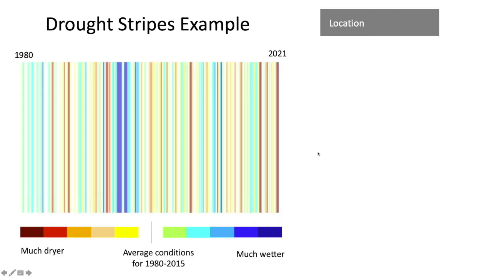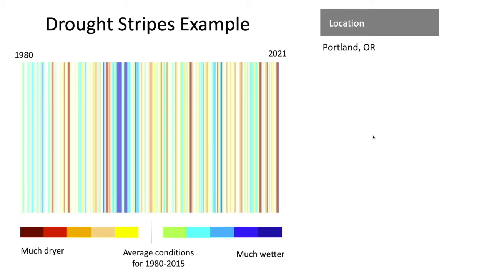So here's what goes into our drought stripes. First, we start with a location. In the contiguous USA, we have data that is on 4-kilometer grid cells, and so we're extracting data from that. And we'll just take Portland, Oregon as an example.